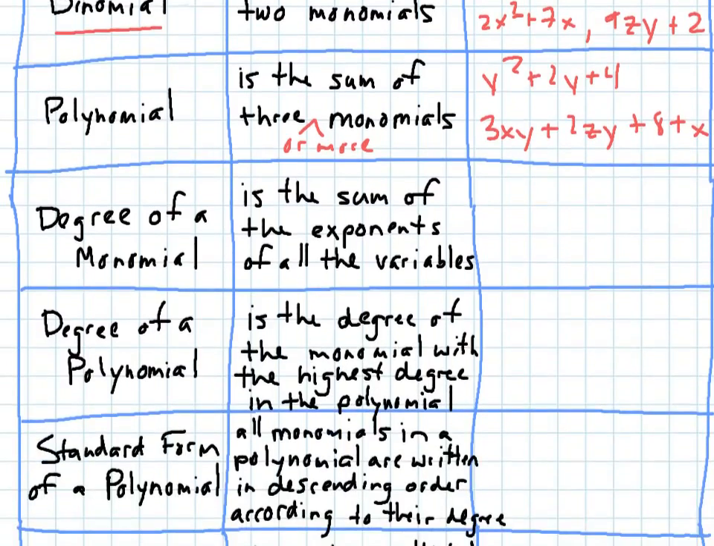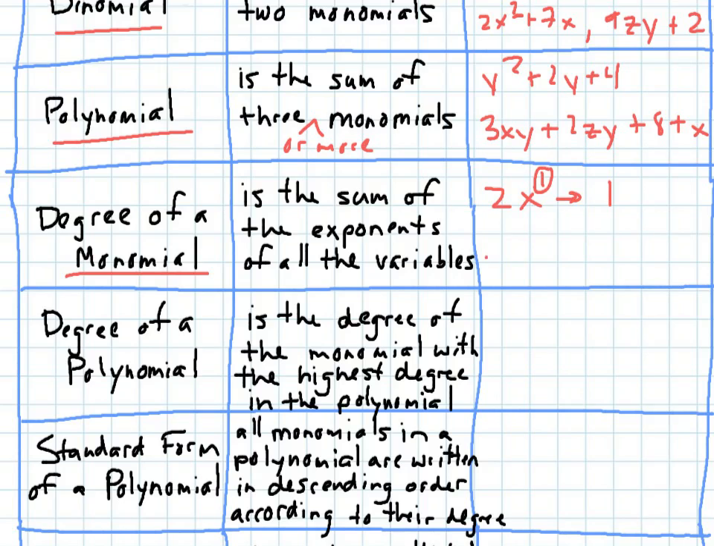Okay? The degree of a monomial is going to be the sum of the exponents of all the variables. So let's look at a couple. If I have 2x, looking at the variable, notice that there is no number as an exponent, but remember it's always going to be a 1 there. Just like if you didn't have a number in front of the x, that would be a 1. So the number of the exponent when you don't write it is a 1. So the degree of 2x would be 1.